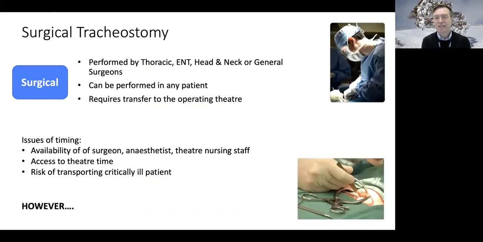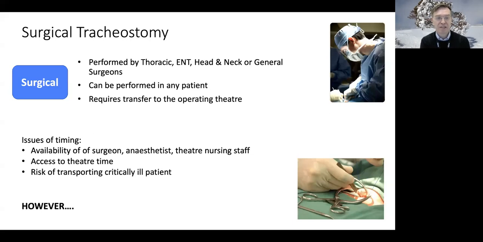Surgical tracheostomies can be undertaken by a wide array of surgical experts, and there's no real patient that wouldn't be appropriate for a surgical tracheostomy. In many organisations, it requires moving to the operating room, which can bring logistical problems and a need to assemble a team. But some organisations can do them at the bedside, certainly in the ICU. And at the Austin here, we will do surgical tracheostomies pretty regularly in our ICU. The surgeon will come to us.